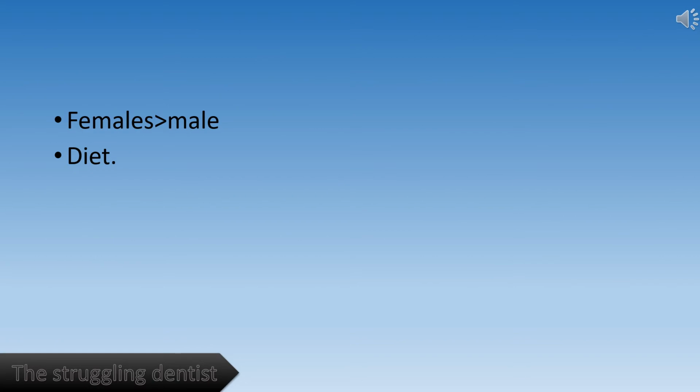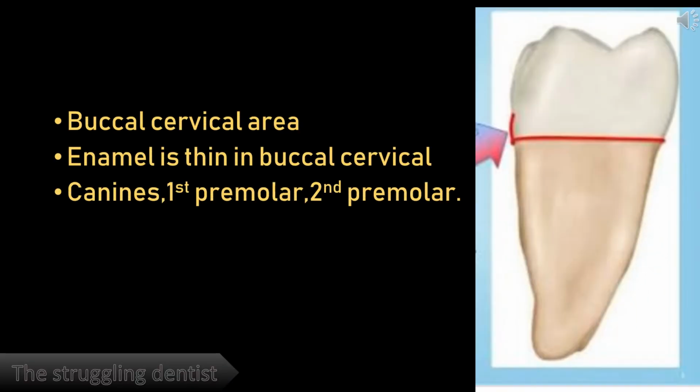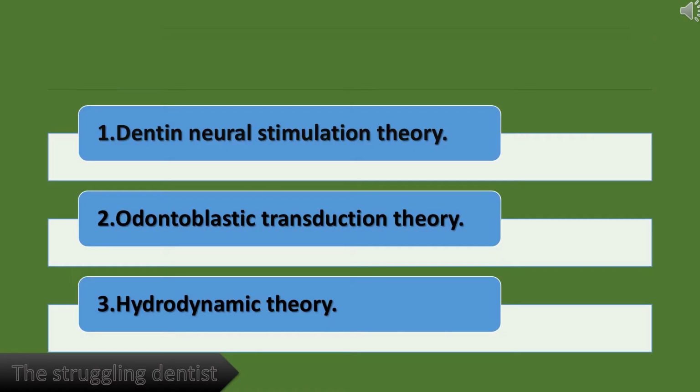Females are more affected than males. Diet plays an important role in this. The buccal cervical area of teeth is mainly affected, because mostly gingival recession occurs here, and enamel is thin in the buccal cervical area. Here is the picture showing the buccal cervical area. Most commonly affected teeth are canines, first premolars, and second premolars.